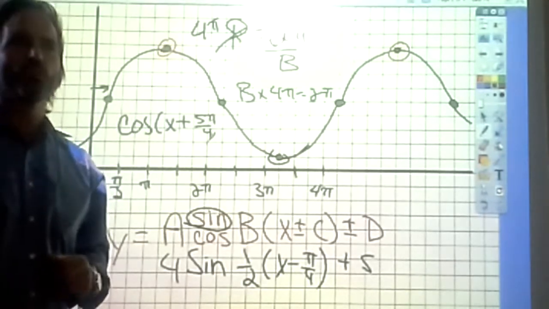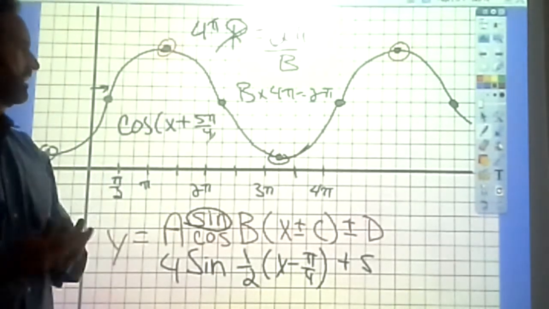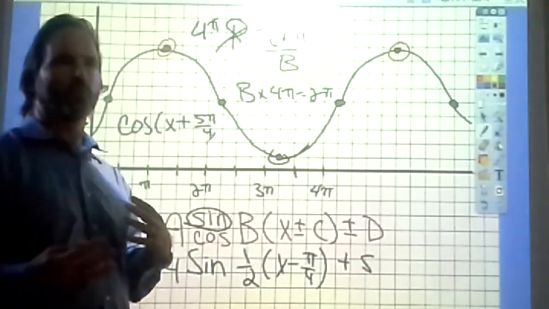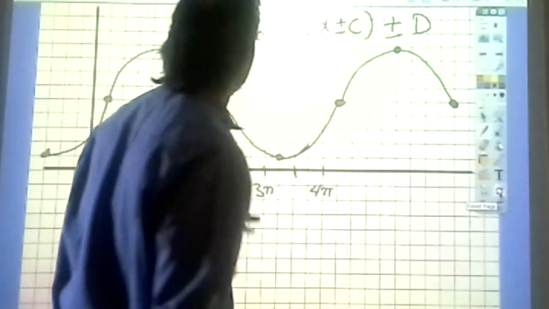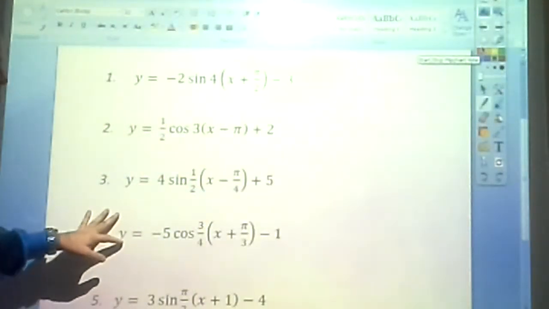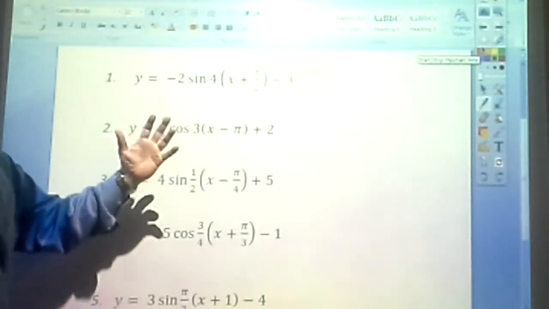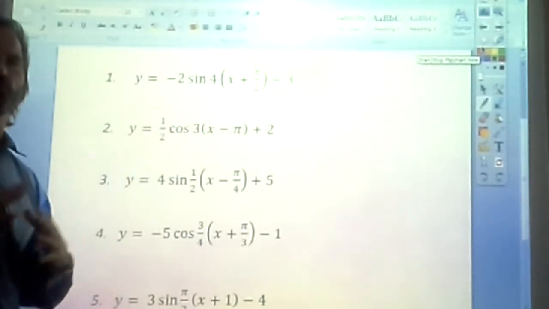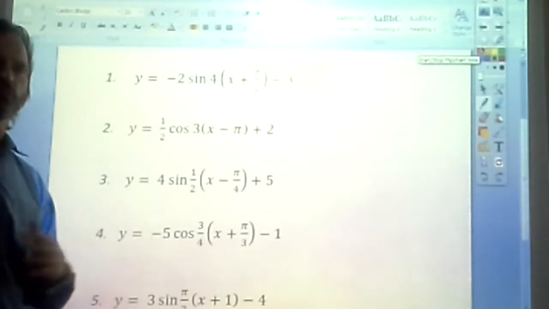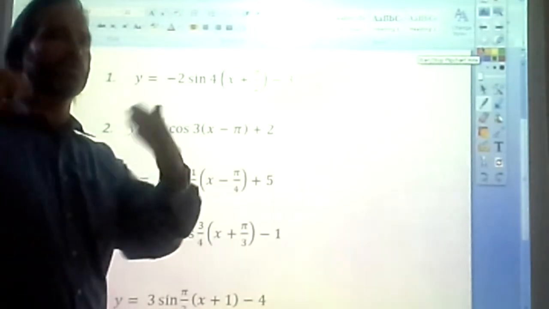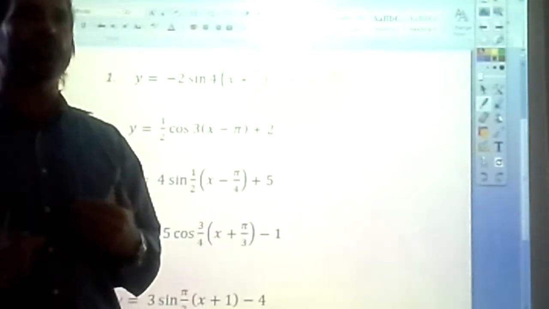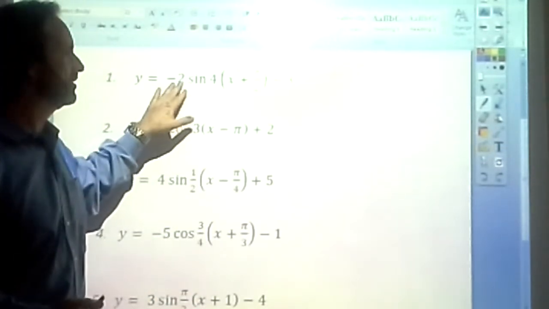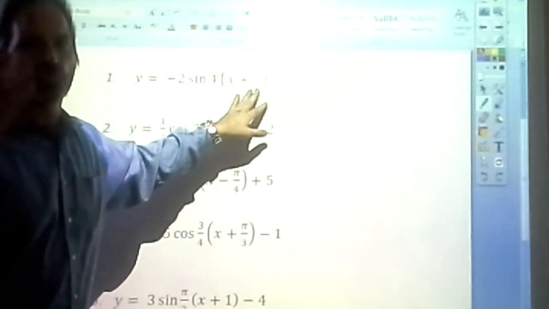So remember the big thing that we covered today on the graphs. When you have this, make sure you get your period affected first. 2 pi over b is your period. And then do your spatial relationships and where your zeros and ones are, where the middle of each graph is. And then you can do your amplitude and your phase shifts and your vertical shifts.